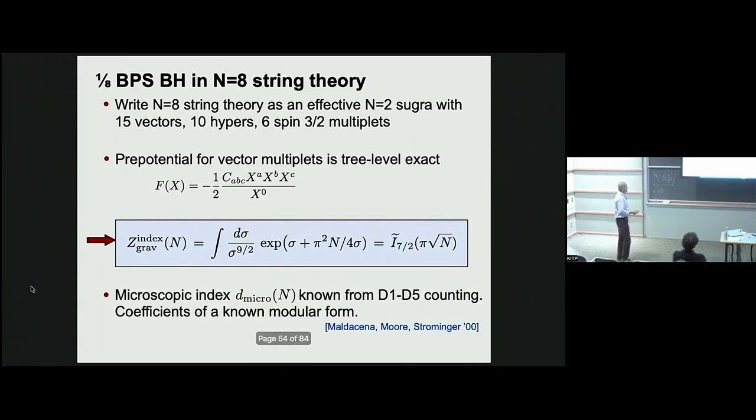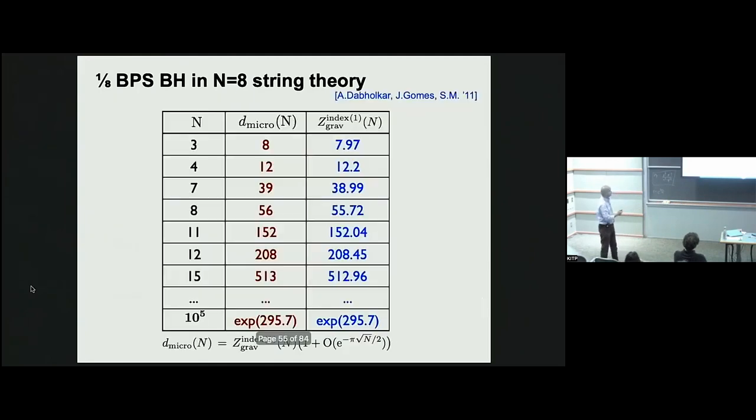Okay, so that's the gravitational index, and I want to compare this with the string theory index. So in string theory, you can go back to weak coupling and just count how many states there are. That's the usual trace definition, and that's this microscopic index. Okay, this was done a long time ago for these black holes. And the answer is known. The trace index is known to be a coefficient of a certain modular form.